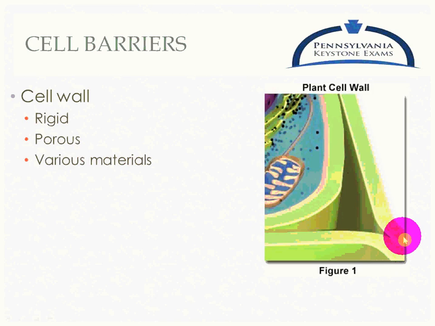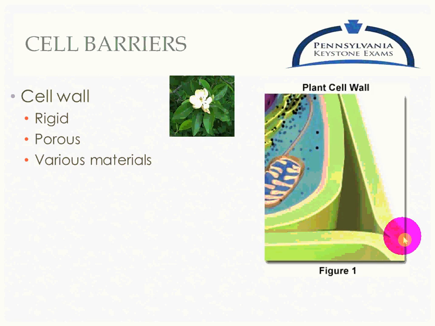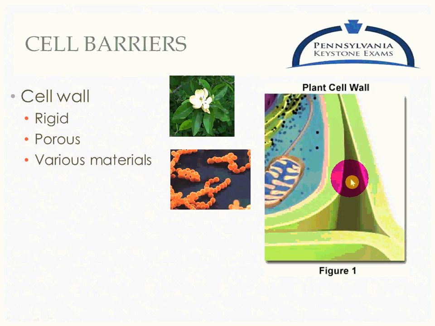Cell walls are typically rigid. They tend to be porous, meaning they have holes or gaps in them, and they can be made of various materials. When we talk about plants having cell walls, such as in this picture, their cell wall is made out of a compound known as cellulose. Bacteria also have cell walls. Their cell walls can be made out of a compound known as peptidoglycan, or they can be made out of other various materials.